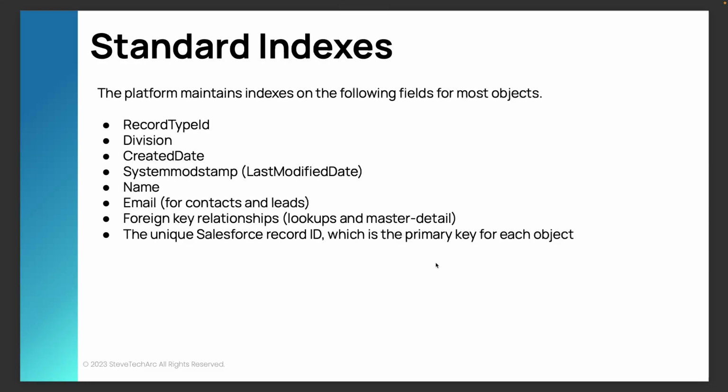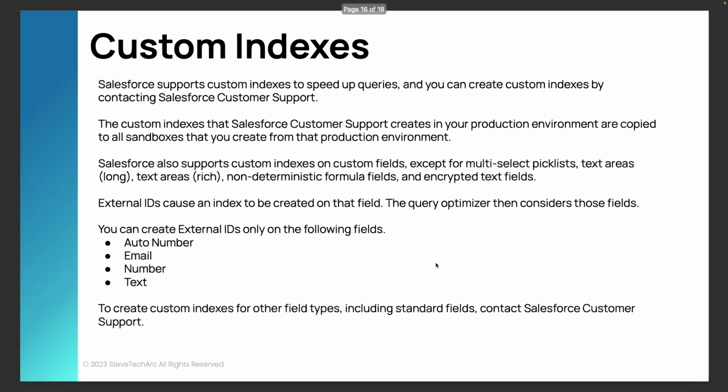So Salesforce has standard indexes. These are indexes that are out of the box on pretty much most standard objects and the custom objects. And these are the standard indexes. Record type ID, division where appropriate, created date, system mod timestamp, name, email, foreign key relationships, and the unique Salesforce ID. So if you're gonna query on one of these fields, you're gonna be accessing what's called a standard index. And then if you were to ask for a query in what's called a selective way and you meet certain criteria, it can speed up the index.